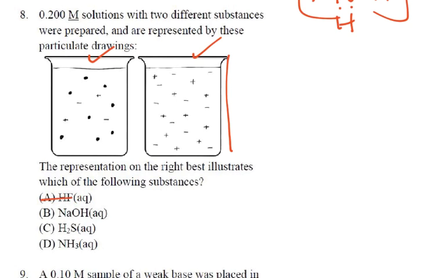Well, HF, that's weak. NaOH, that's going to be totally dissociated. H2S, that would be weak. NH3, that would be weak. So 3 of those would be only partially dissociated. They'd be weak electrolytes. NaOH is the only one that's going to be totally dissociated because sodium compounds are soluble and they will totally break up.